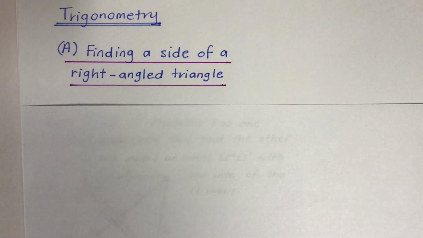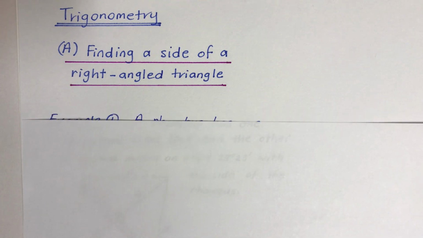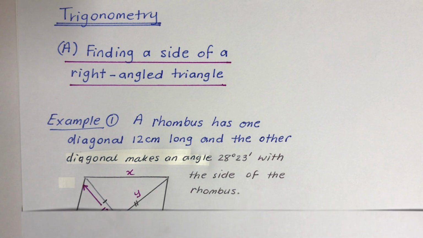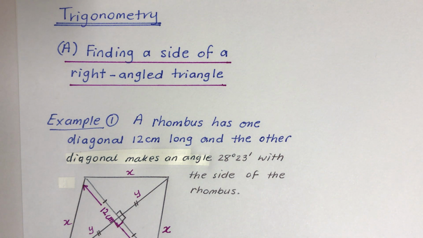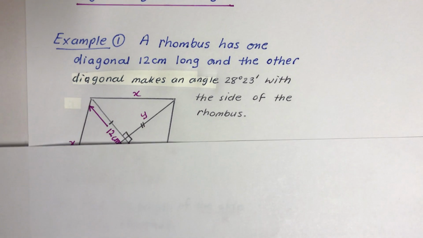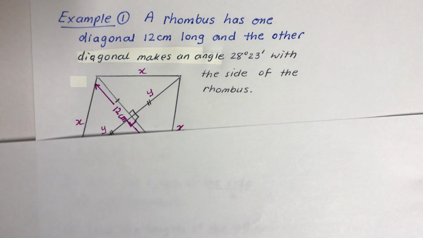Okay, trigonometry. This time we're going to find a side of a right-angled triangle. Now let's do that using some examples. So I'm going to show you all the questions. I'm going to push this one up a bit. Okay, example 1.